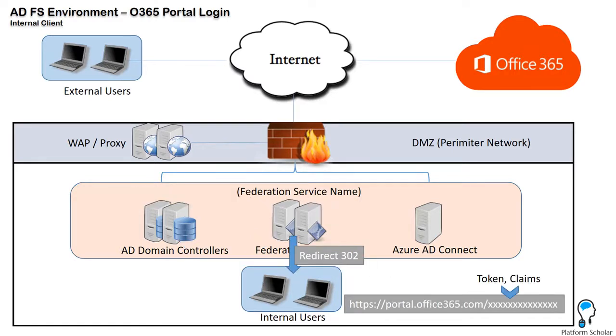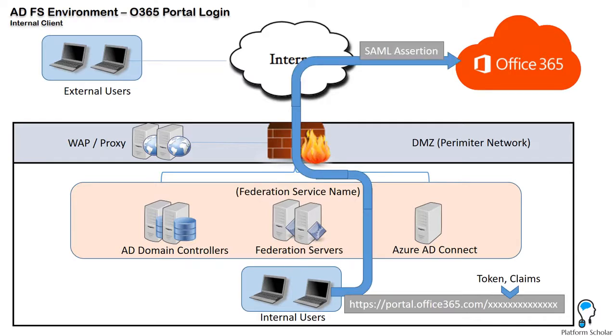The Federation servers then once again redirect the client back to Office 365, only this time the URL includes token and claims information. And this URL also contains the original session info. Upon redirection, Office 365 takes the claims and token information as well as the session information to determine whether or not the token is valid and signed by the correct server. If it is, it lets the user in.